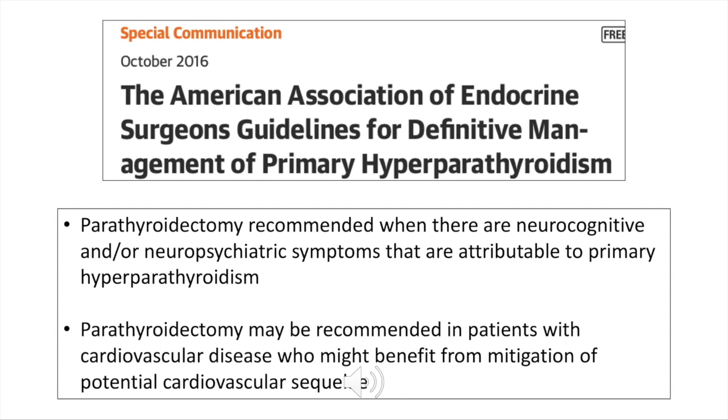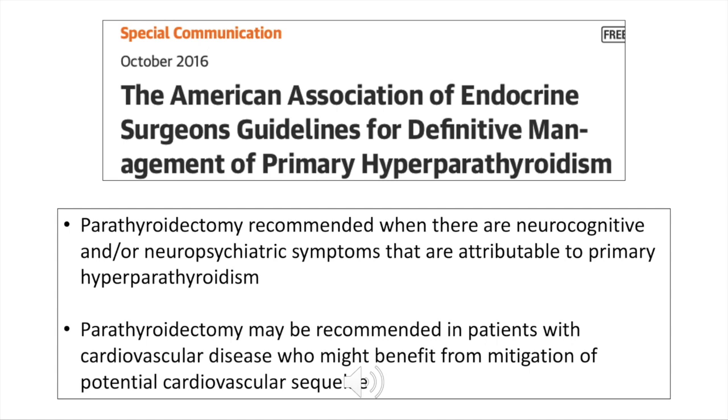More recently, the American Association of Endocrine Surgeons published in 2016 guidelines for the definitive management of primary hyperparathyroidism. And in that publication, they also addressed some guidelines on when to operate for asymptomatic patients. And by and large, it really overlaps with the NIH guidelines. I think they're a little bit more simple and straightforward.